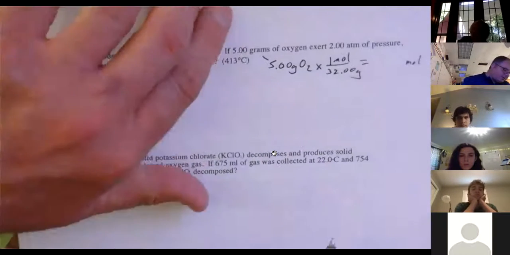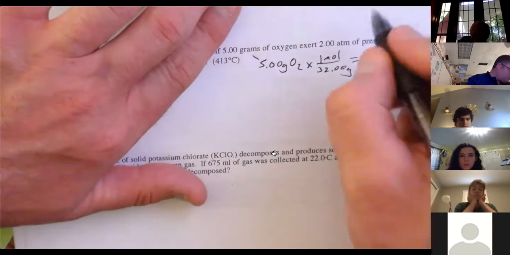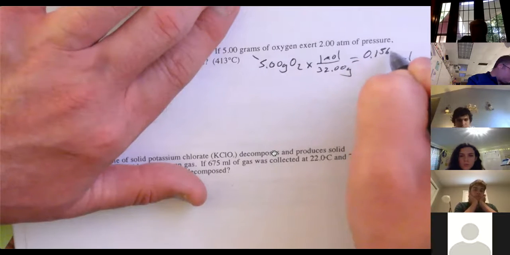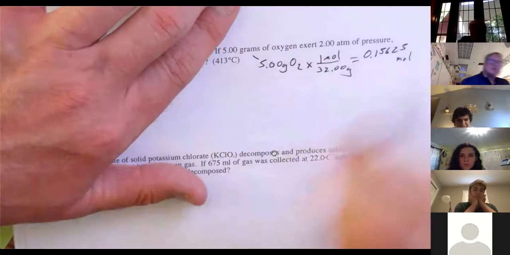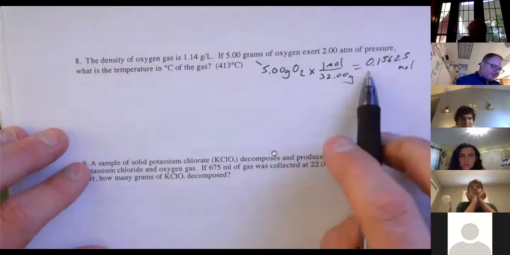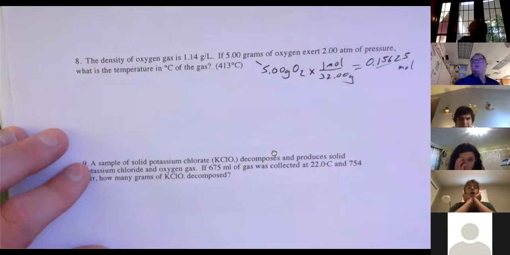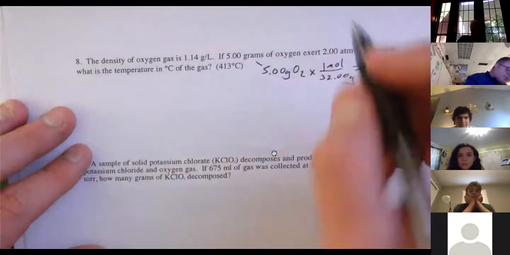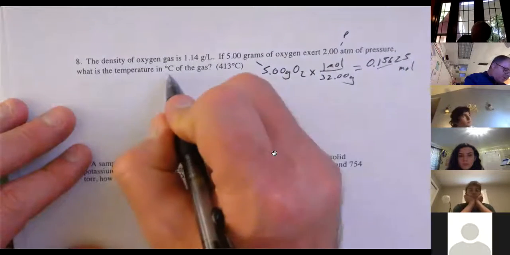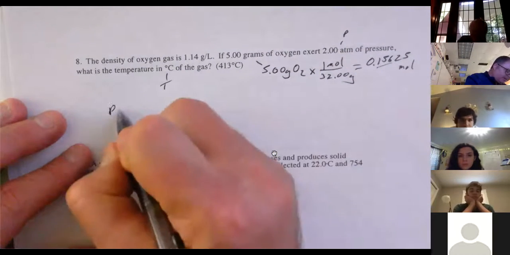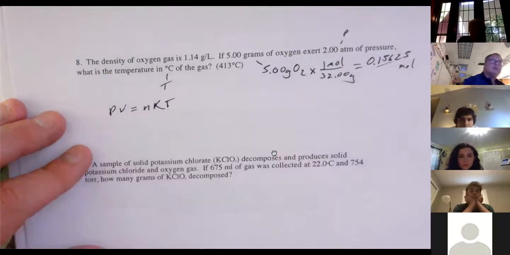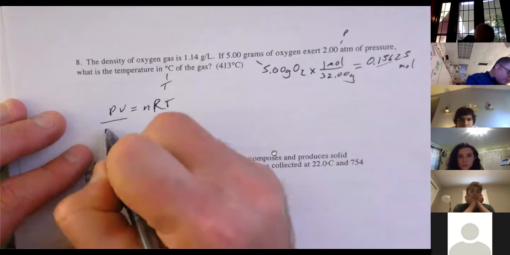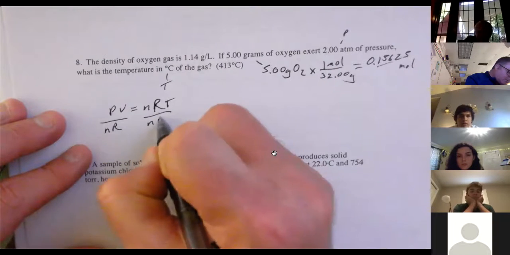5 divided by 32. It's about 0.1562. So that's how many moles we have. This would have 3 significant digits. I'm going to go ahead and underline those. So that's my N. This is my P. I'm trying to find T. So if PV equals nRT, we want to rearrange this equation to solve for T. So N and R cancel out.